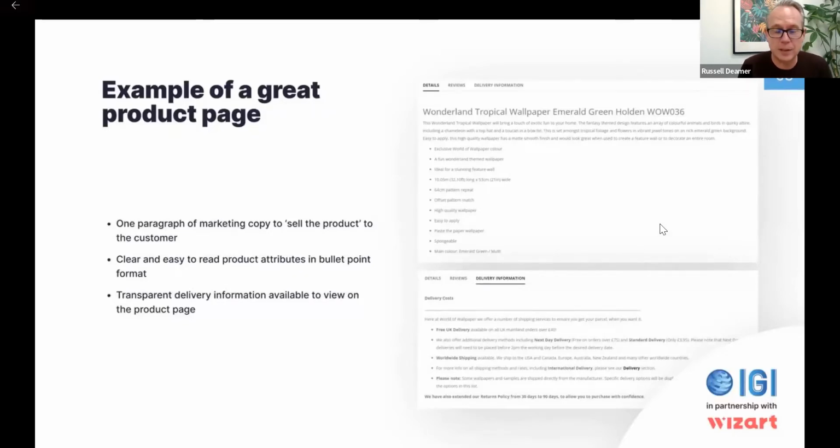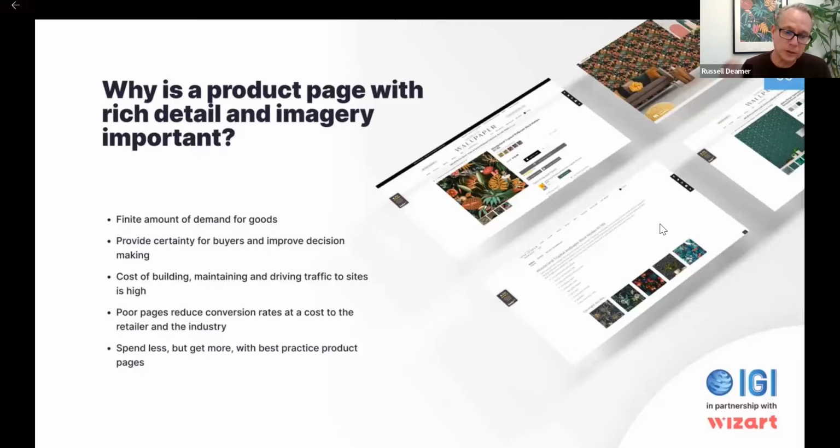Just on to the next slide, please. So why is it important? Well, there's only a finite amount of demand for goods online, and we're in a very competitive market, not just in wallpaper, but in home decor in general. So we want to make sure that we're making the most of the traffic that we receive. And of course, that demand, as we know, is getting weaker over time at the moment, primarily for economic reasons, so we're having to fight harder for buyers in general.